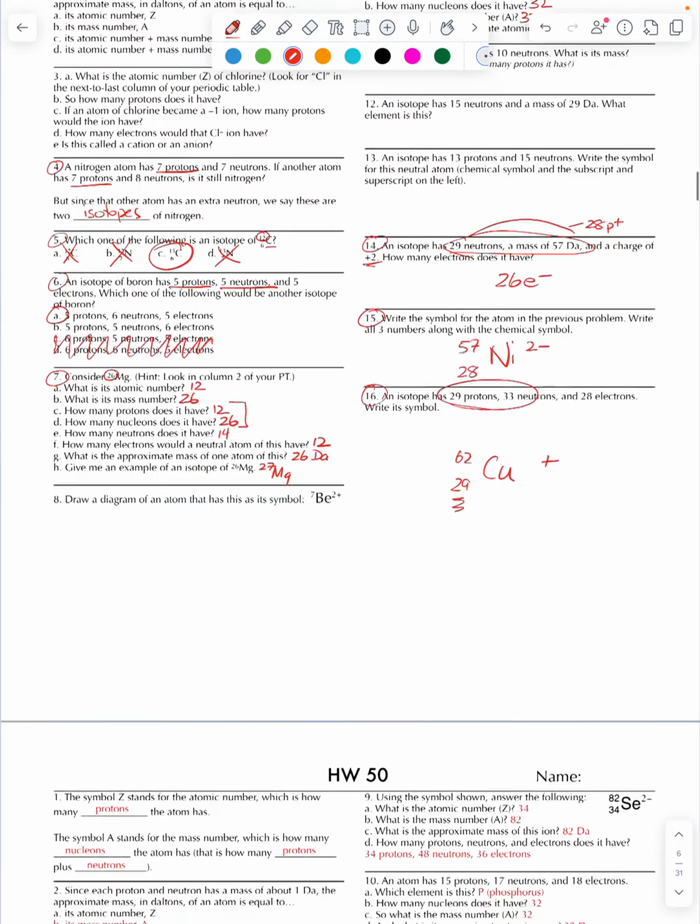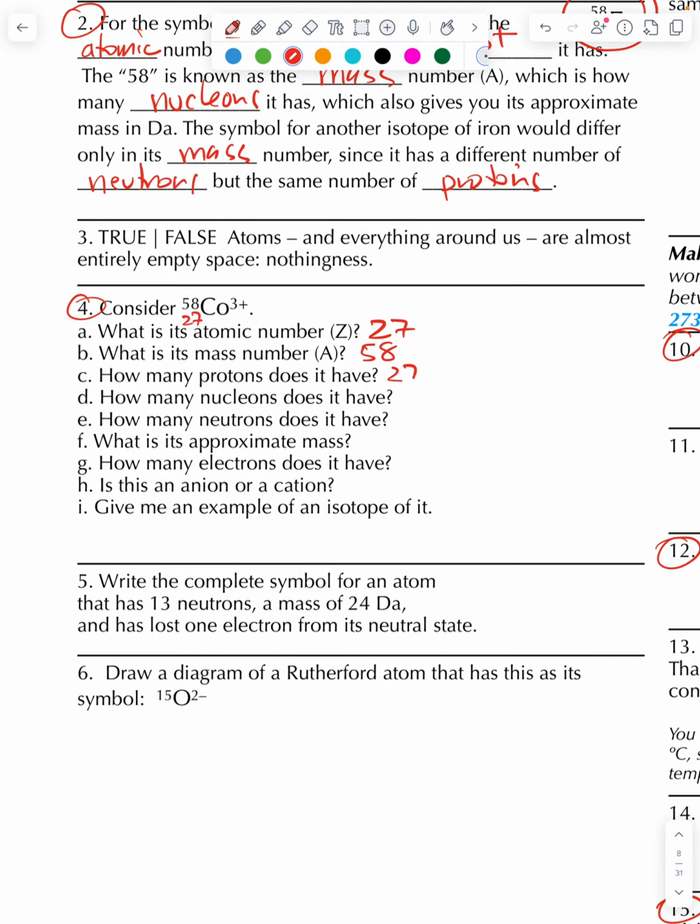What is its mass number? 58. How many protons? 27. How many nucleons? 58. Hope you're getting this. How many neutrons? It must be 58 minus 27, or 31. Its approximate mass is the number of nucleons it has.